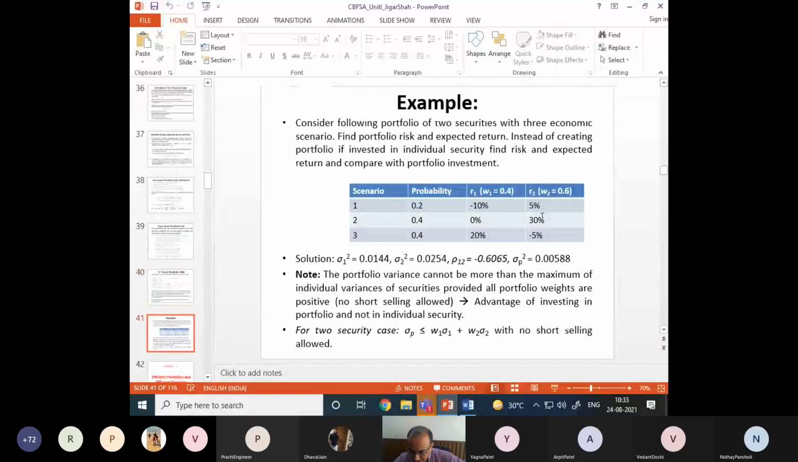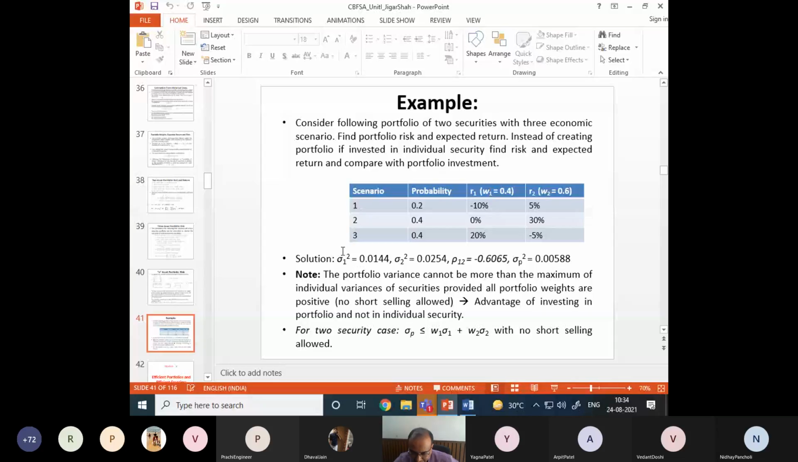Similarly, you find E of R2 next. So you have E of R1 known and E of R2 known, and now you can find E of R P. How can you find it? The expected return of the portfolio is W1 into E of R1 plus W2 into E of R2. W1 and E of R1 are known, and W2 and E of R2 are known, so now you can find the expected return from the portfolio.